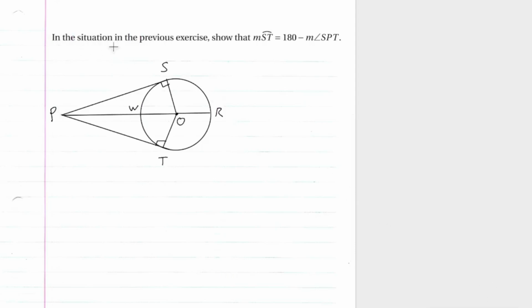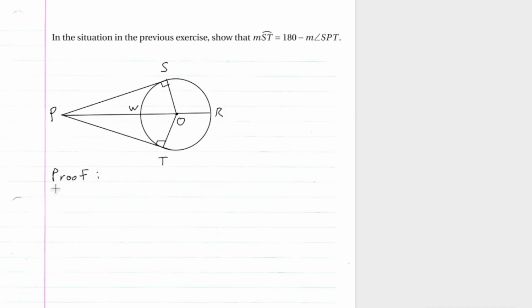Okay, so in the situation in the previous exercise, show that the measure of arc ST, so ST is this SWT, this minor arc, is equal to 180 minus the measure of angle SPT. So notice this is the same situation as the previous exercise, but I extended OP to be PR, and where PO intercepts the arc ST, I put a W. Okay? And that's going to help us get this equation. All right, so proof.